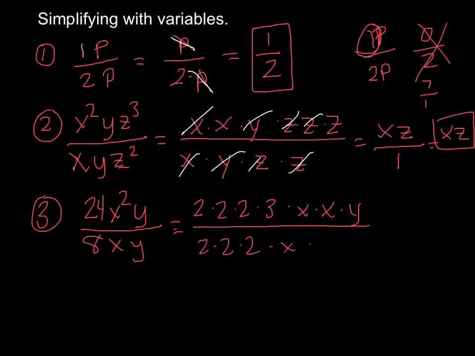Times x times y. Okay, now I just got to go through and cross out. Cross off an x, cross off a y. So I am left with 3x on the top. On the bottom, I'm left with nothing. But remember, I don't have to put over 1. I can just leave it because I know it's over 1 anyways.